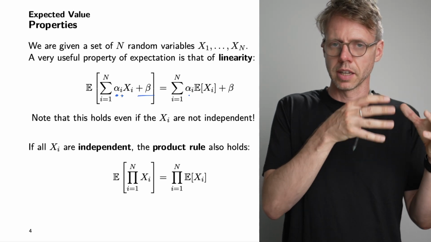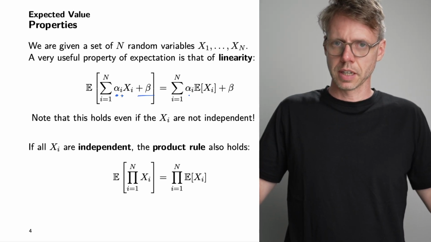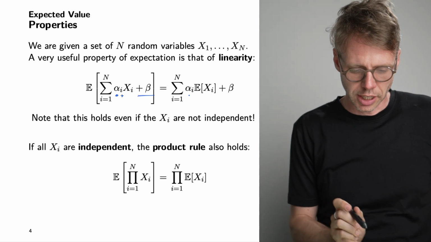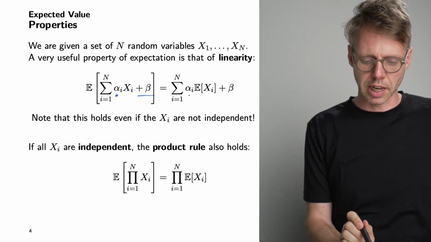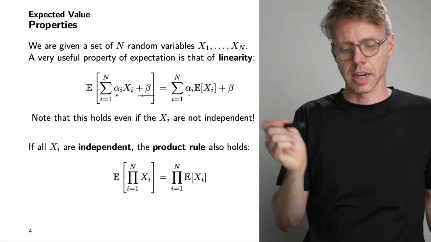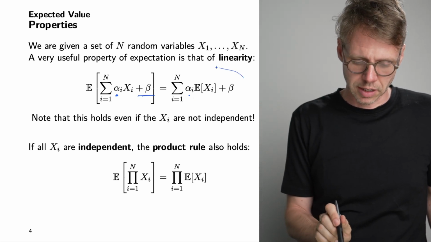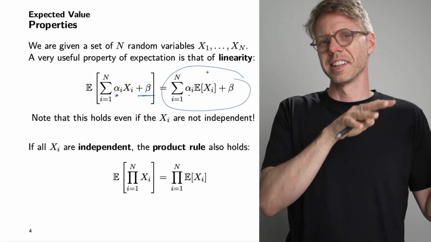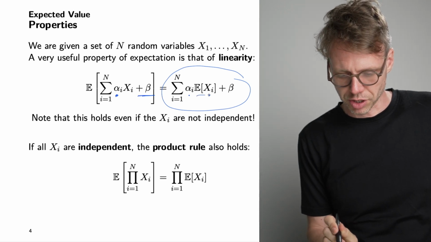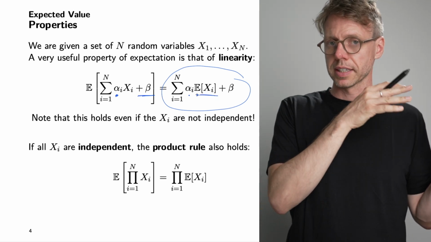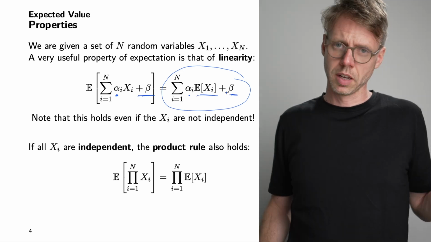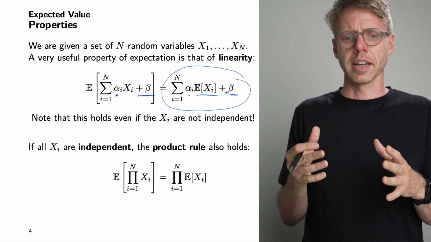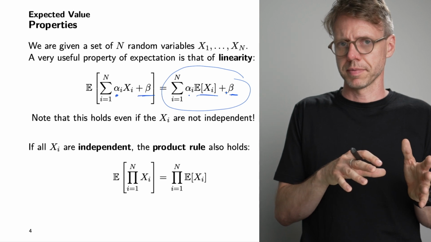So we're essentially taking n different random variables and constructing a new random variable by taking the weighted average, each weighted by the corresponding alpha i, and then we add the scalar beta to it, and the resulting random variable has expectation equal to the weighted sum of the expectations of the individual random variables xi plus beta. Note that linearity even holds if the xi are not independent.